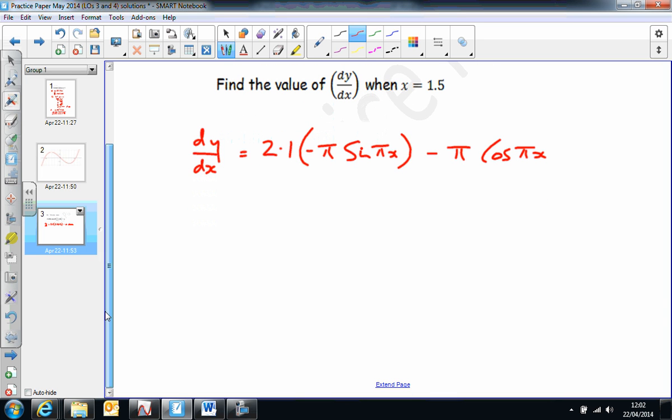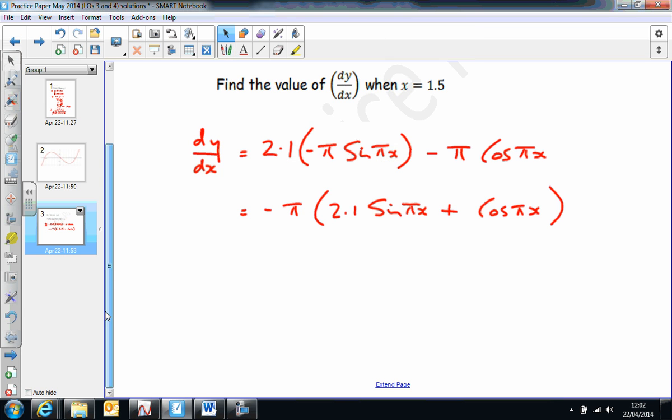So we could tidy it up a bit if we wanted, and say that equals, bringing the minus pi outside the bracket, although it's not essential to do this, I'd be left with 2.1 sine pi x plus cos pi x. Just think about that one and satisfy yourself that you understand why that becomes a plus in here. So now all I've got to do is to substitute in the value for x.